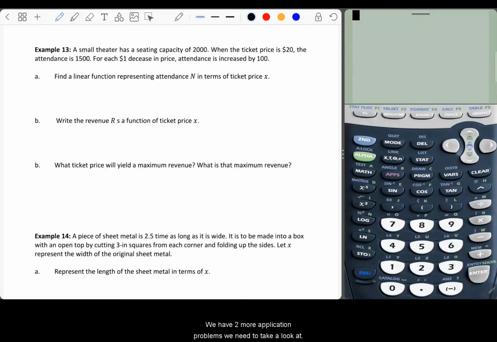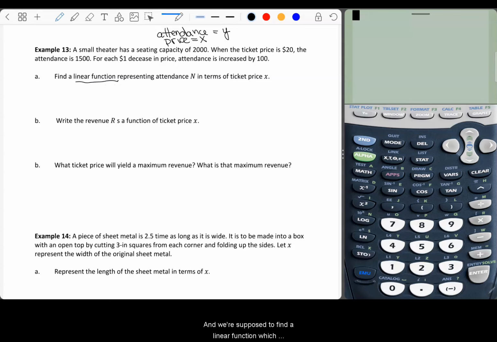We have two more application problems we need to take a look at. To start with, we have the small theater problem, where we have a seating capacity of 2,000. And when the ticket price is $20, the attendance is 1,500. So that means the attendance is the Y value because the ticket price determines the attendance. So the attendance is Y and the price is X.